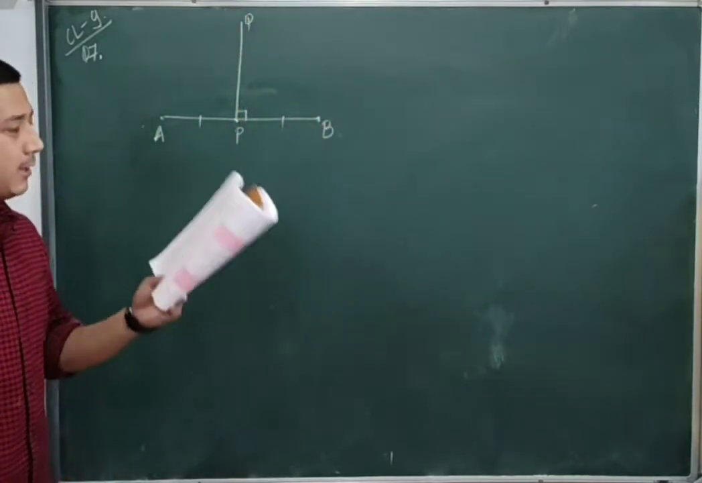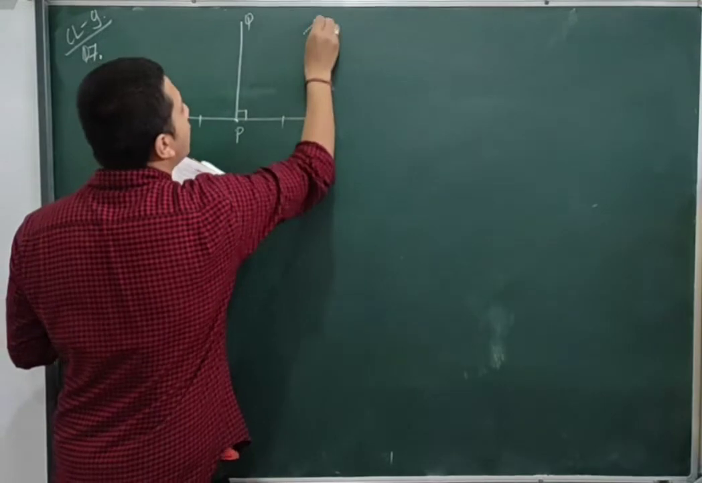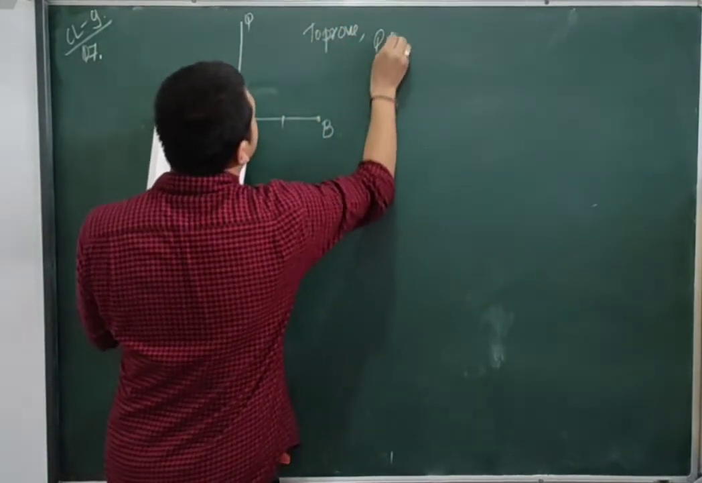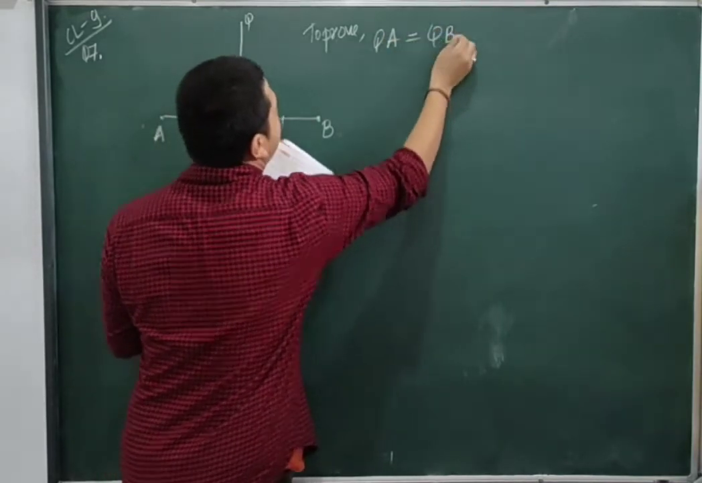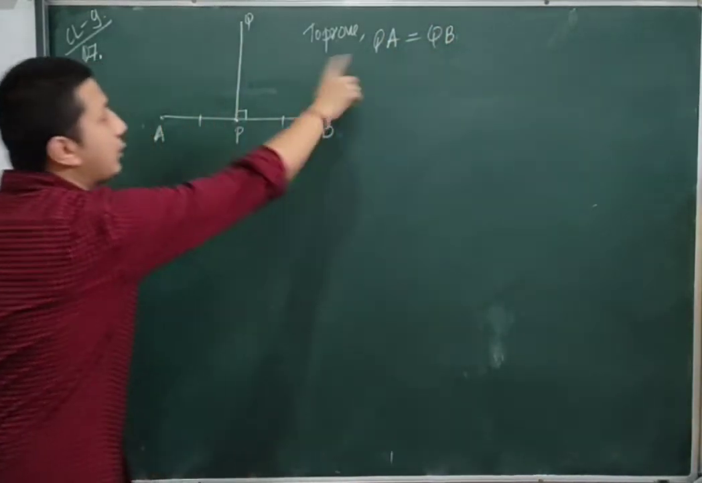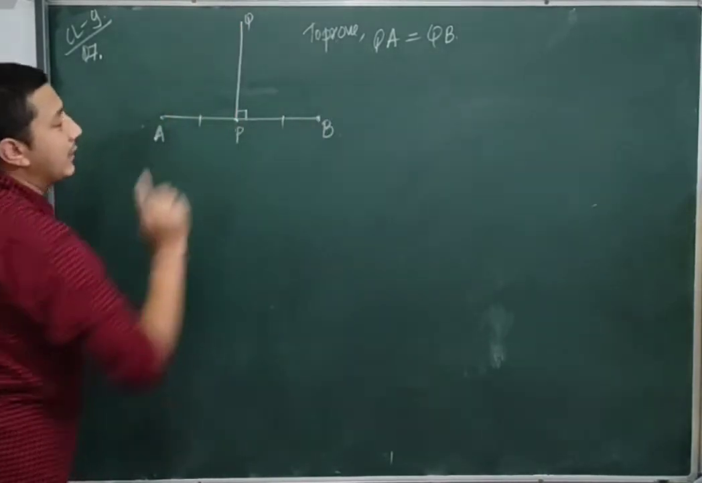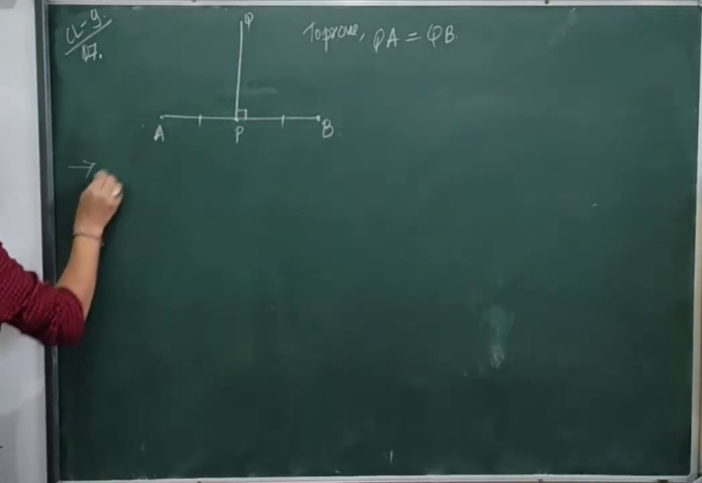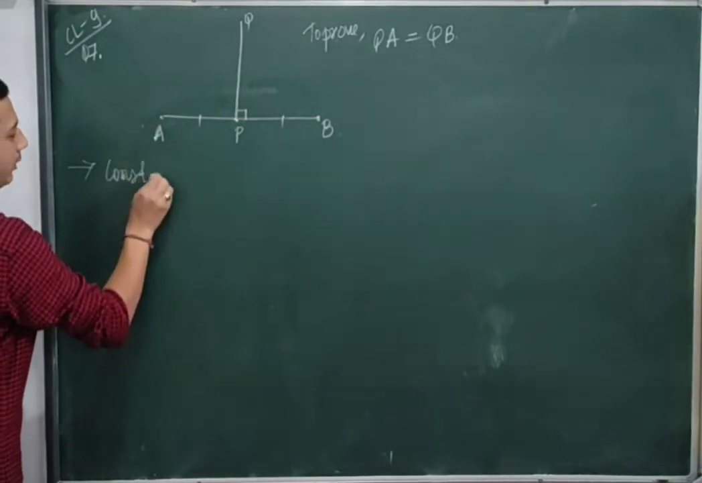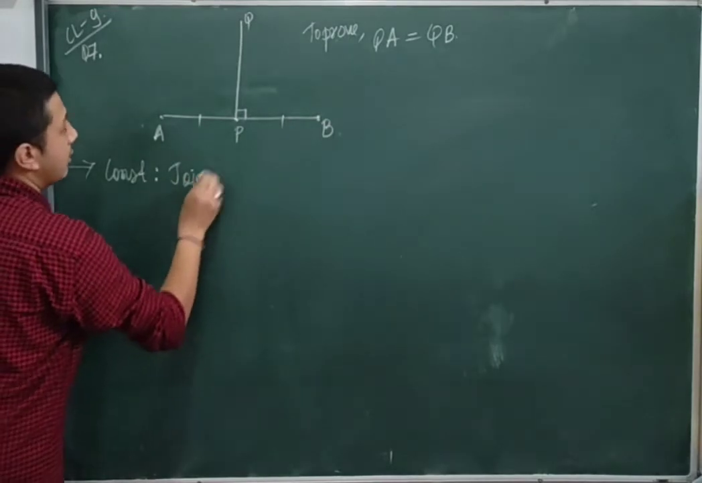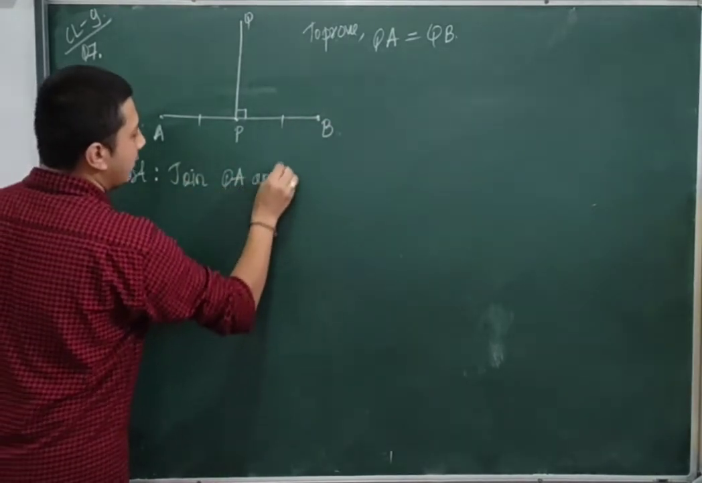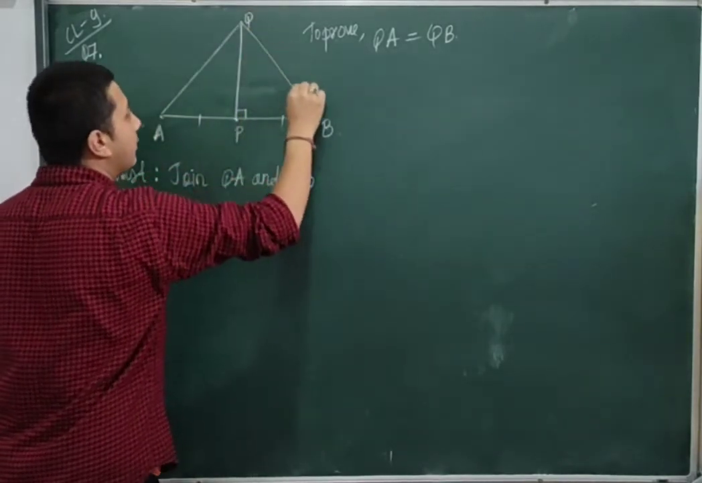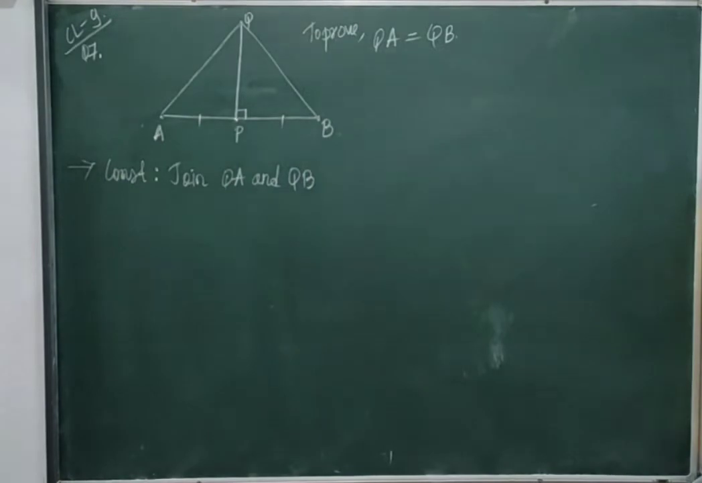Okay, 90 degrees. The question tells you to prove, it's a very easy sum boys, prove QA is equal to QB. QA should be equal to QB. Now first of all, I don't have QA and QB, so you have to do construction. You have to write down construction: join QA and QB. Am I clear or not, boys?